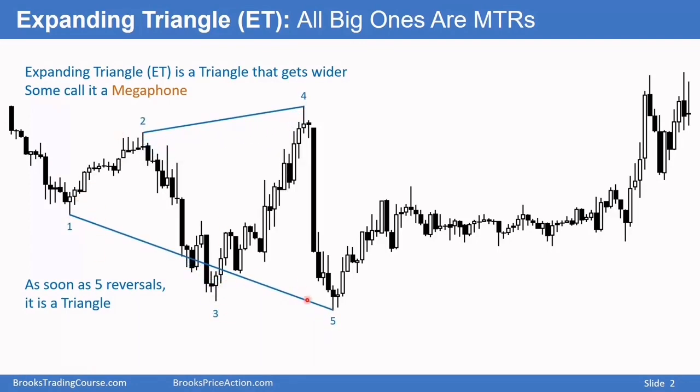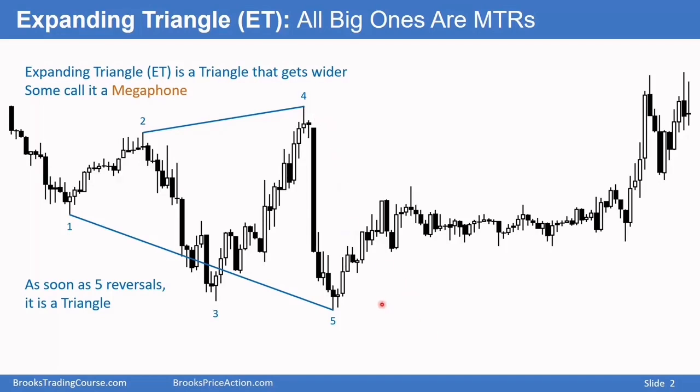Reversal up, starting to reverse up, reversal down, reversal down. So 3 reversals in one direction, total of at least 5 reversals. It looks like a megaphone. It's an expanding triangle. It's a trading range, therefore it's a channel. It has 2 lines, one below, one above. And here the lines are expanding, and therefore it's an expanding triangle.